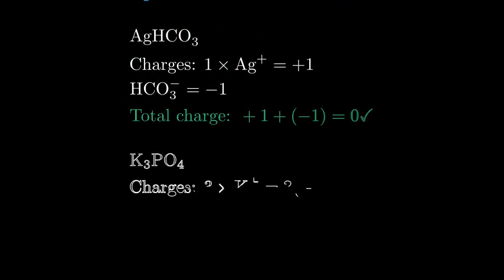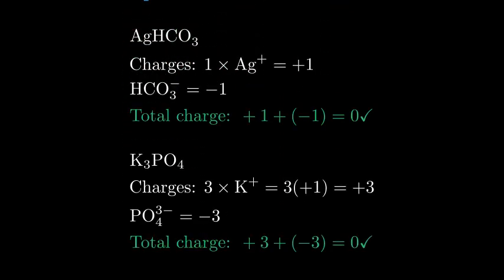Now let's check option C, which has silver bicarbonate, AgHCO3, and potassium phosphate, K3PO4. For silver bicarbonate, we have 1 silver ion with a charge of +1. The bicarbonate ion has a charge of -1. Since 1 positive equals 1 negative, the charges balance out, and this formula is correct.